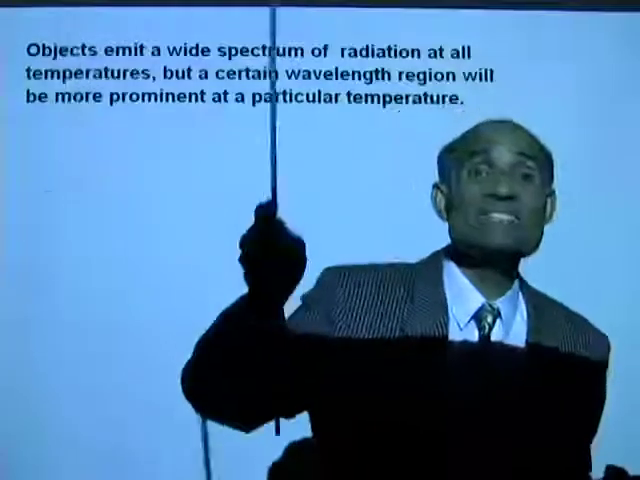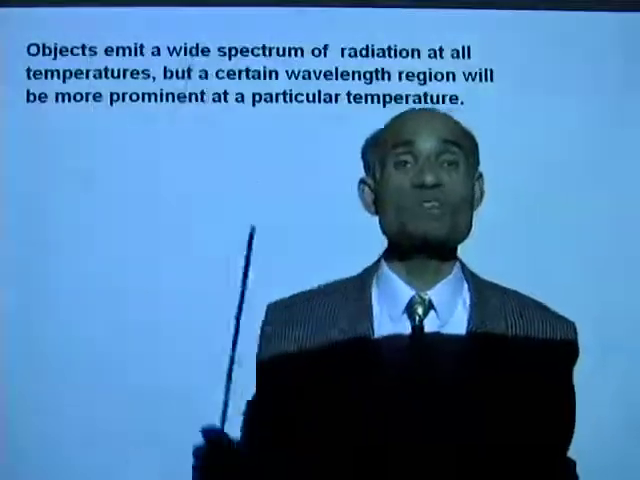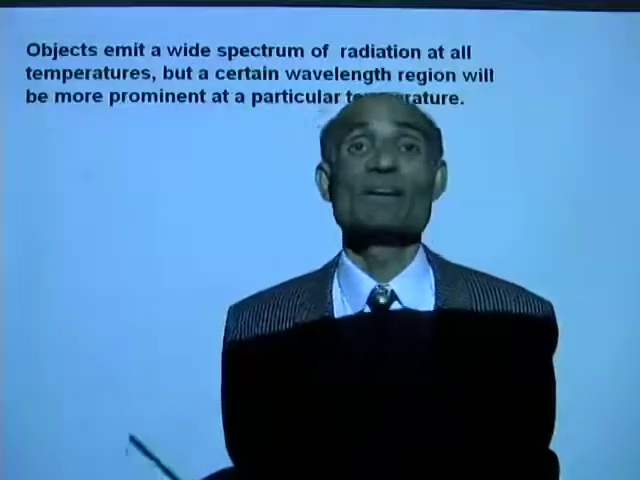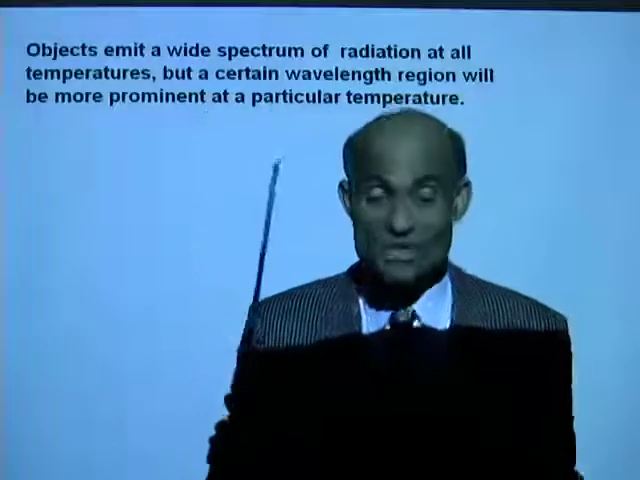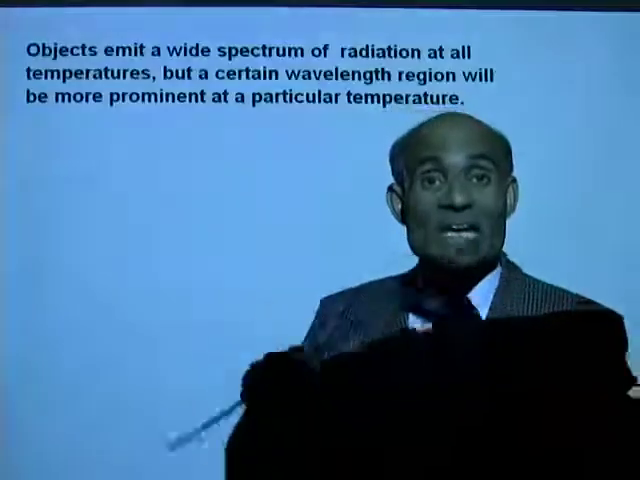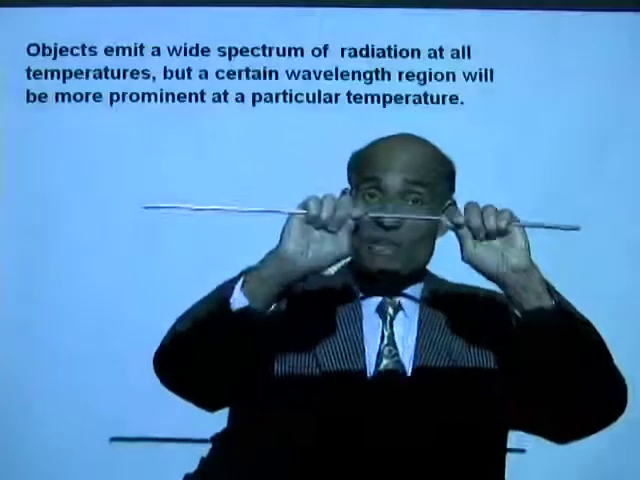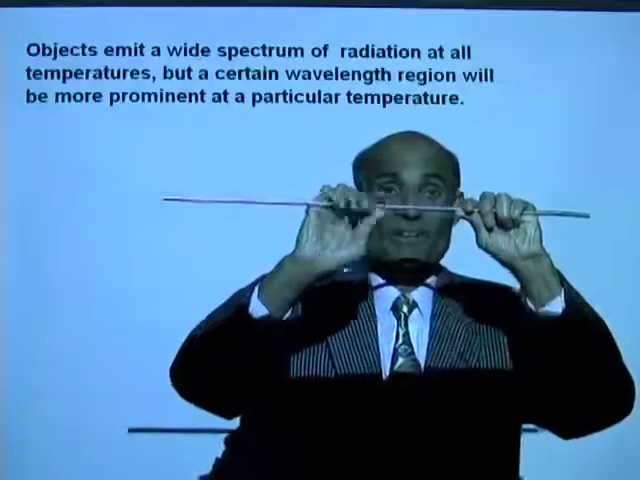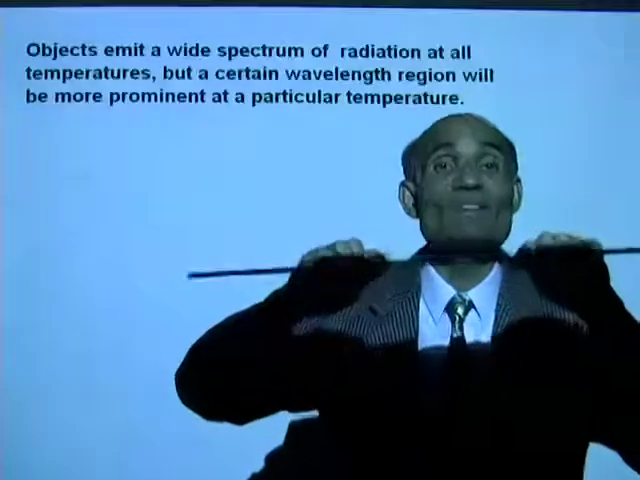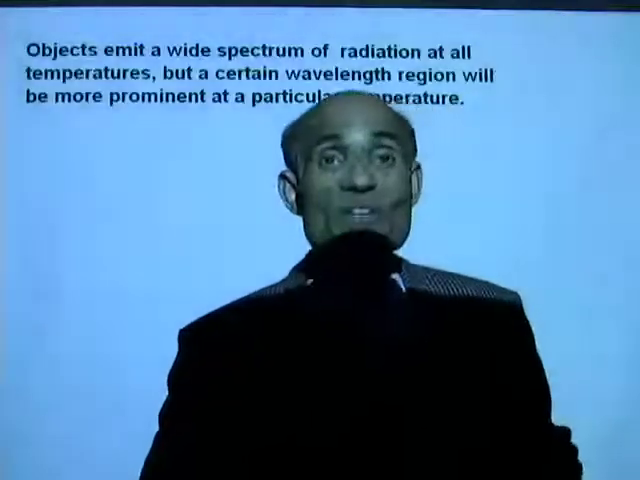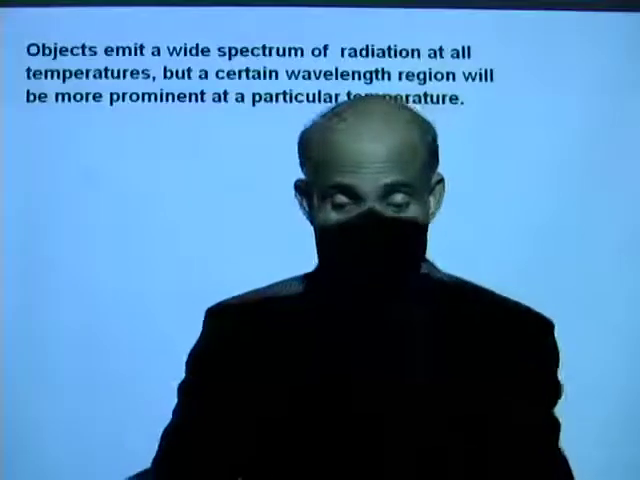Now, what is the sun's temperature? What is the surface temperature of the sun? It's about 5,000 degrees Celsius. If you heat this object to about 5,000 degrees Celsius, it will emit visible light. In fact, that is the most prominent radiation emitted at that temperature.